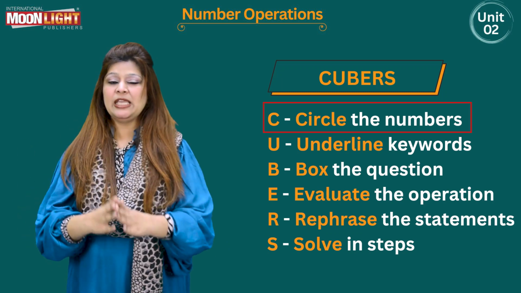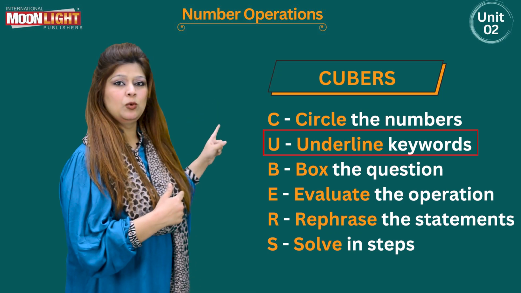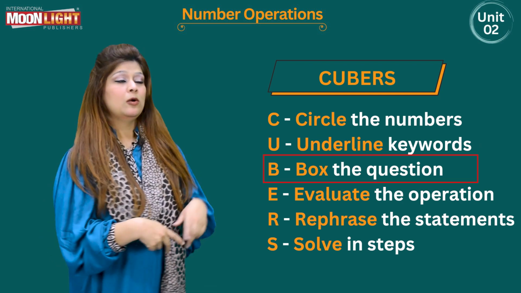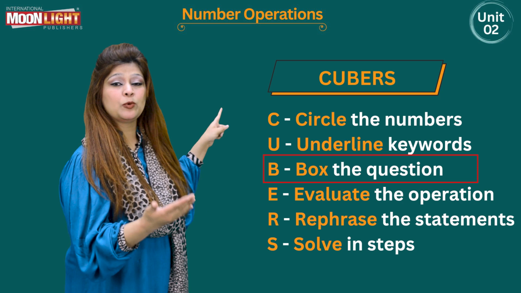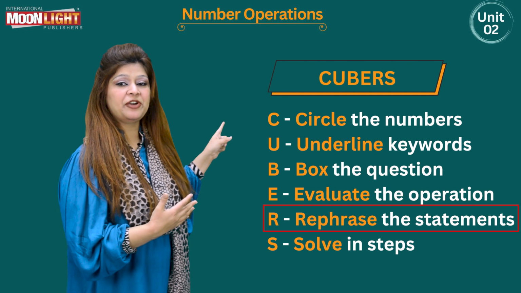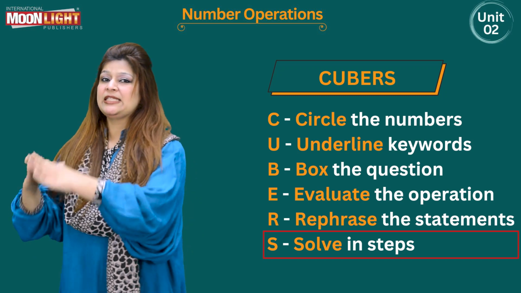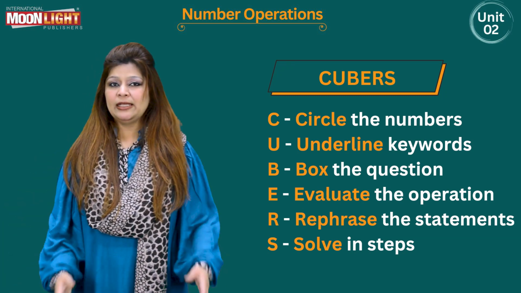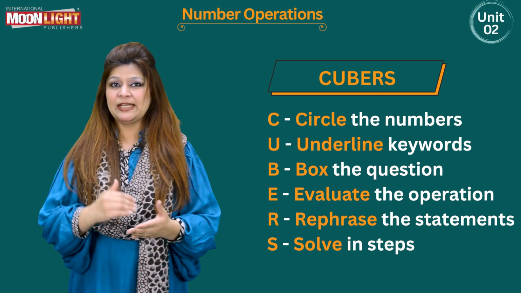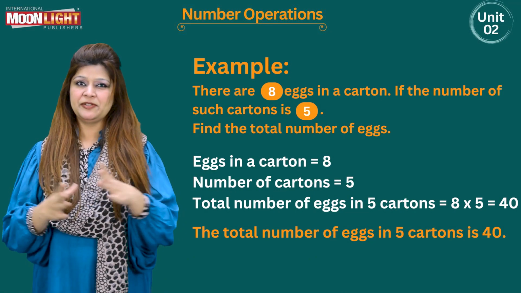C stands for circle the numbers. U stands for underline the keywords. B stands for box the question. E stands for evaluate the operation. R stands for rephrase the statements. And finally, S stands for solve in steps. You need to remember that the whole problem must be solved step by step instead of writing the answer directly. Let's solve an example through this CUBERS method.